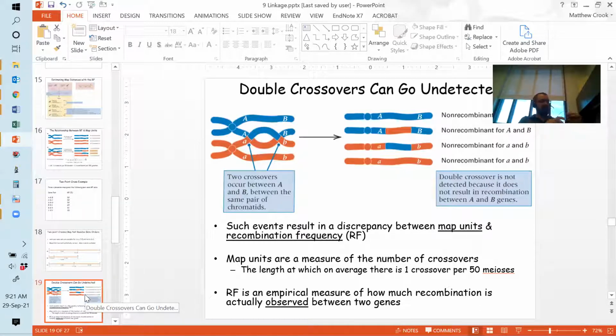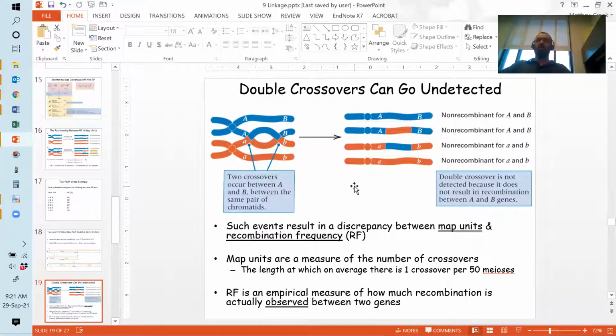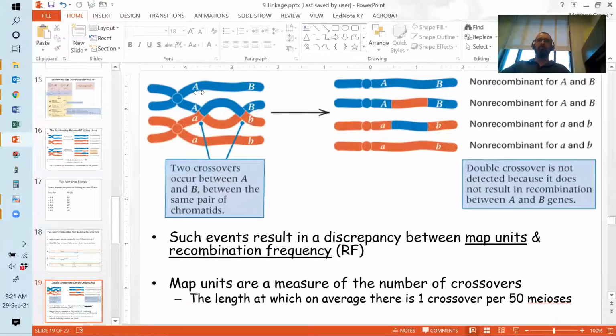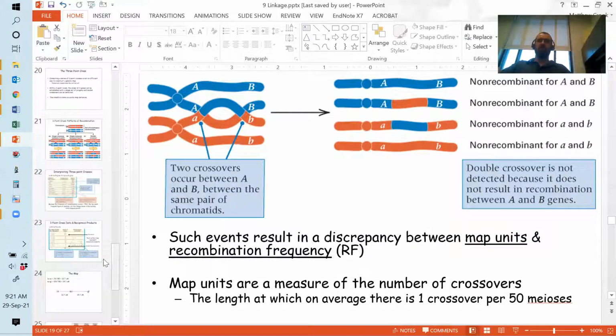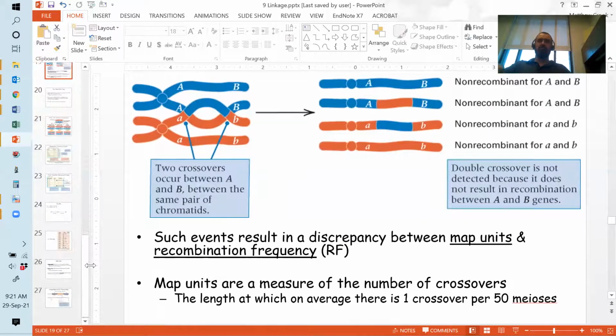So essentially, the issue here is that you can have more than one crossover event between two genes, right? And if you do, then you end up with something that is a recombinant chromosome, but not recombinant for the two things you're looking at. So for example, let's blow this up a bit. Move this a little bit. There we go. That's better.